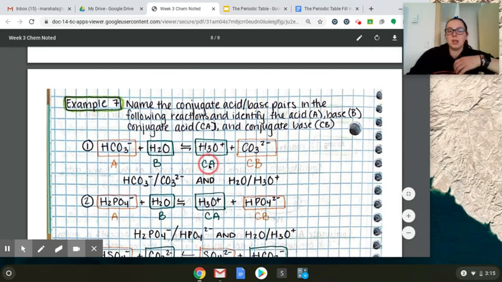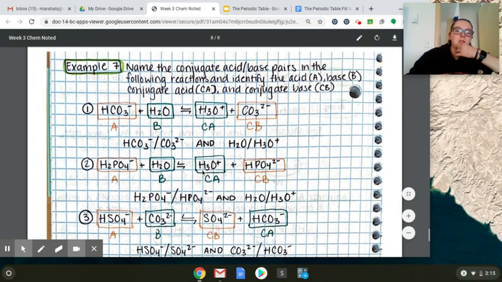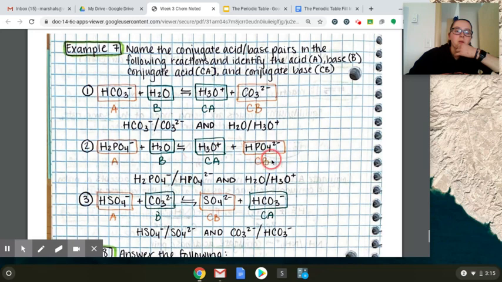Same thing goes for these 2 equations right here. H2PO4 minus pairs with HPO4 2 minus. You have to look at what's similar, and these 2 things are similar. Again, water acted as our base because that's the kind of environment that it's in.